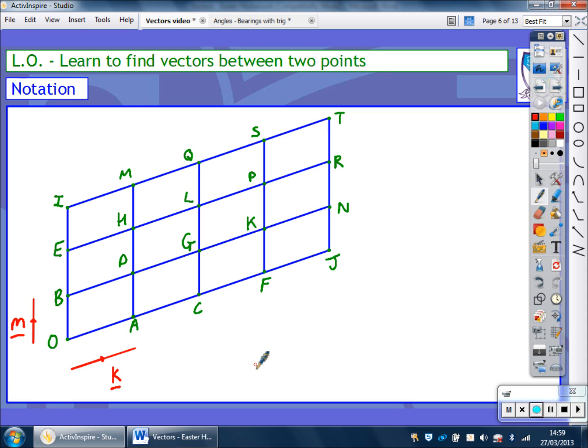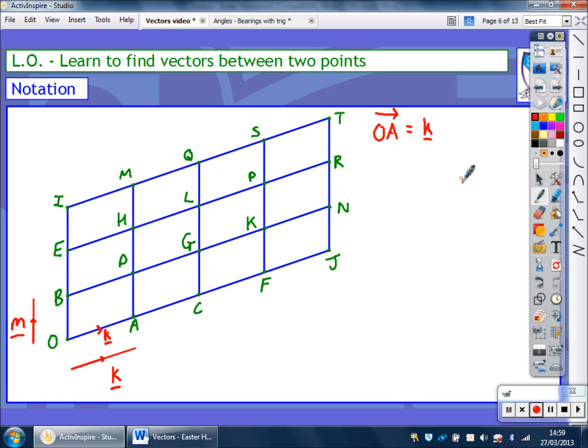Okay, now you can see that the vector K is that big and it goes in this direction, the direction of the arrow. Well, you can clearly see that that's the same size as O, the point O, to point A. And that's also in the same direction, which means that the point O to A is also vector K, because a vector needs a size and a direction, and you can see that the point O to A has the same size and the same direction as vector K, so it must be equal to vector K.